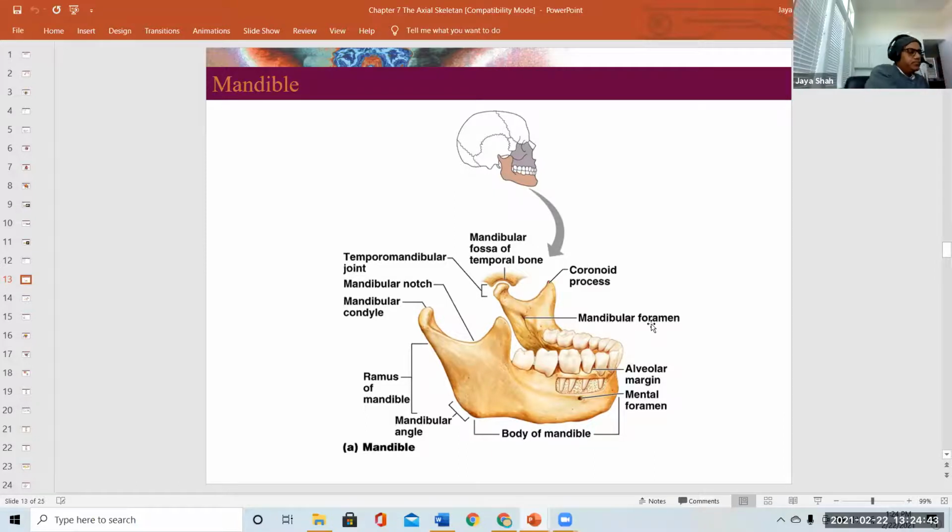Okay. So the mandibular foramen is the opening for the fifth cranial nerve, which supplies the lower half of your teeth on that particular side. Okay. Mental foramen is for the artery, the nutrient artery.